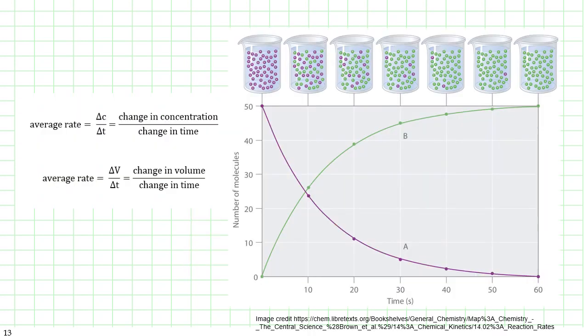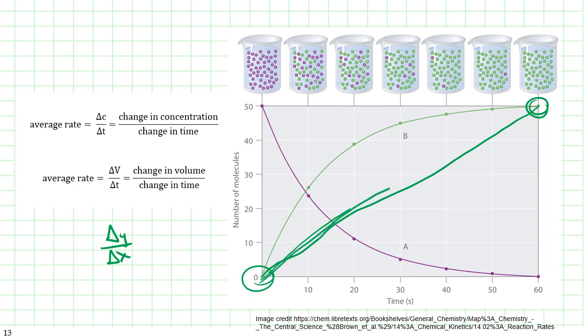So here I could look at the production of products, and I would start at this point and I would finish at the end. And we could do some calculations, delta y over delta x. I could draw a line, pretend like that's a straight line, from the origin to the end of our reaction and then calculate the slope of that line.